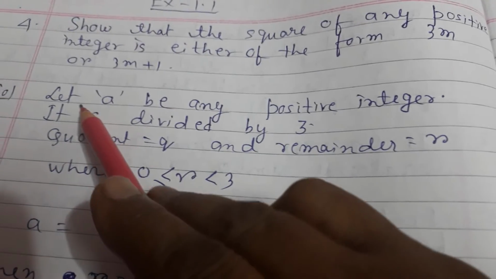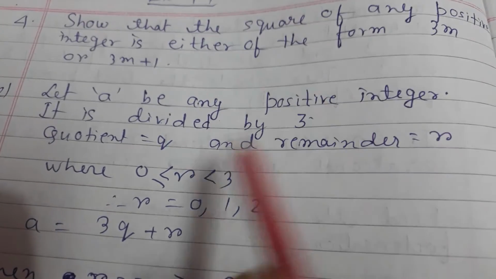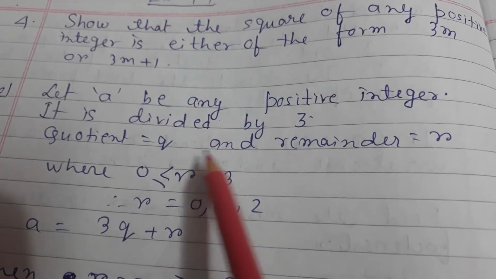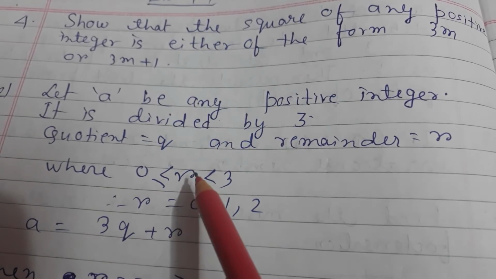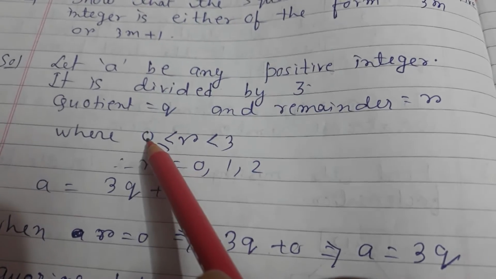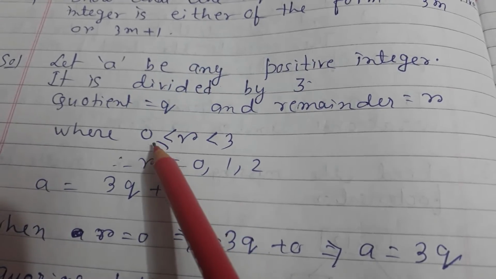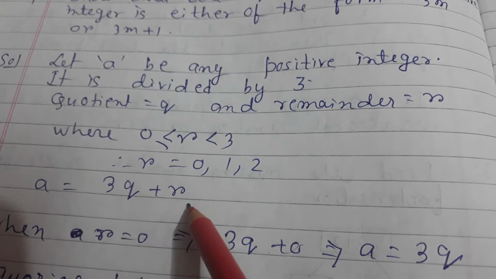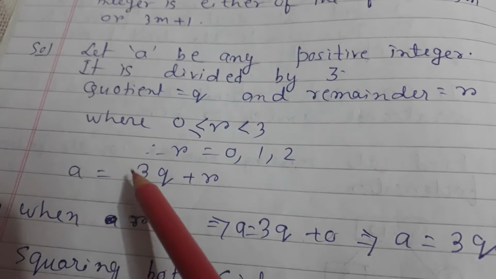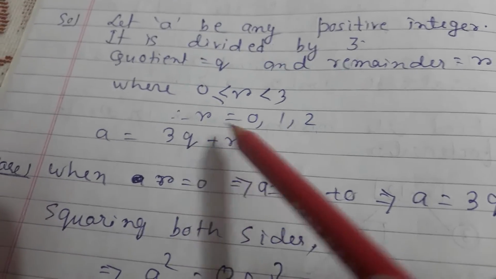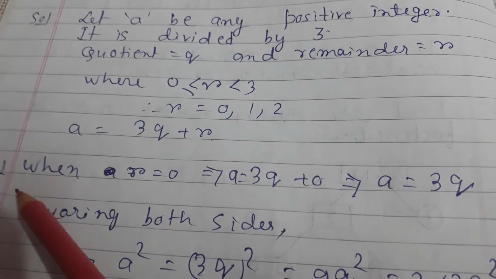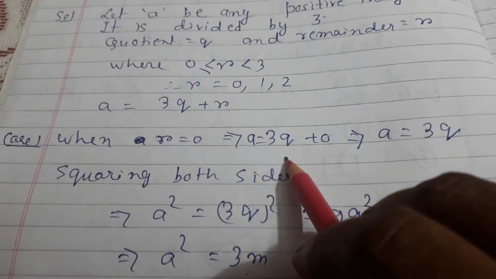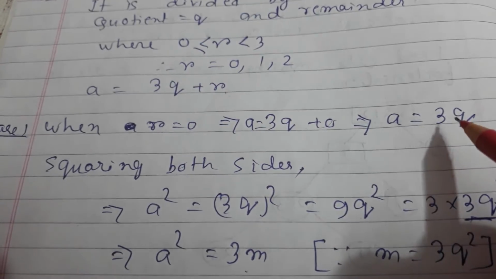Now listen, let a be any positive integer. It is divided by 3, so the quotient is q and the remainder is r, where r is less than 3 and greater than or equal to 0. So r is either 0 or 1 or 2. Now a equals 3q plus r, where a is the dividend, 3 is the divisor, q is the quotient and r is the remainder. Case 1, when r equals 0, a equals 3q plus 0, that is a equals 3q.